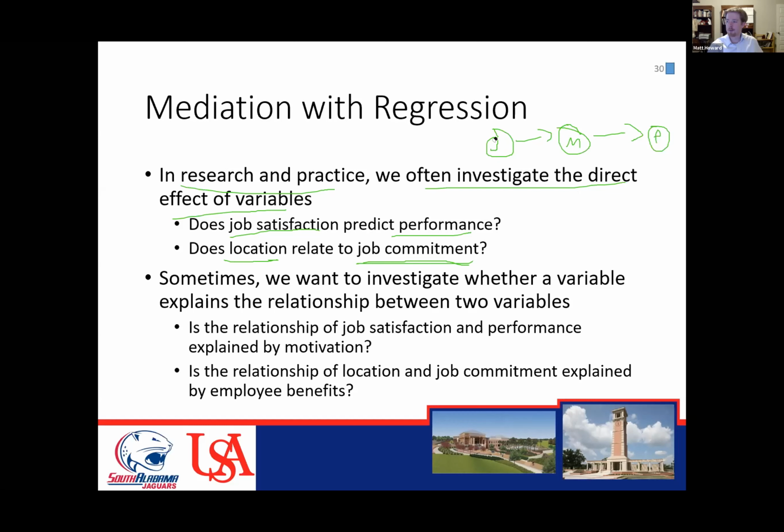Another example of a similar question where we're looking at whether a third variable explains the relationship between two others is, is the relationship of location and job commitment explained by employee benefits? It could be that people in the South have higher job commitment than people in the North. However, it could just be people in the South happen to have better job benefits. So we could investigate whether this third variable, benefits, explains the relationship between two other variables, location and job commitment.